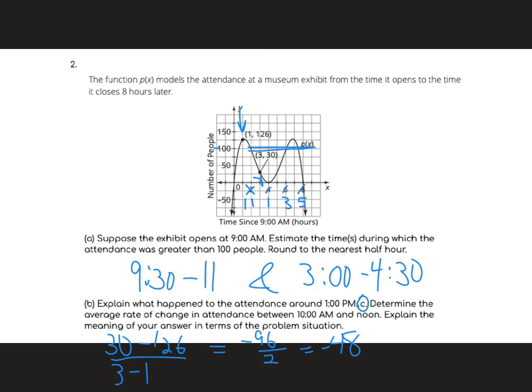And explain the meaning of that. So the meaning of that is the number of people were decreasing at a rate of 48 people per hour. Per hour on that time period. So on average, 48 fewer people were coming in there. Is basically what's going on. So we're losing 48 people per hour in that time.